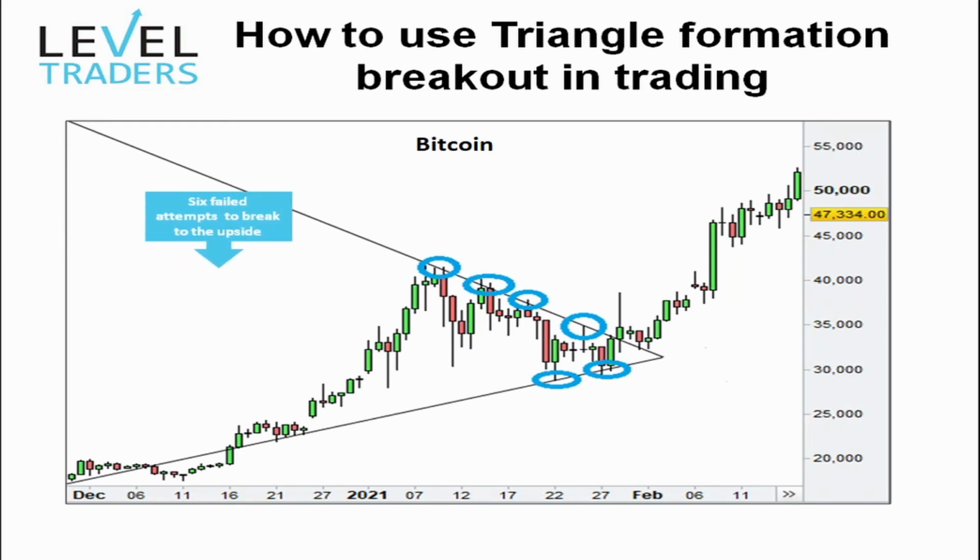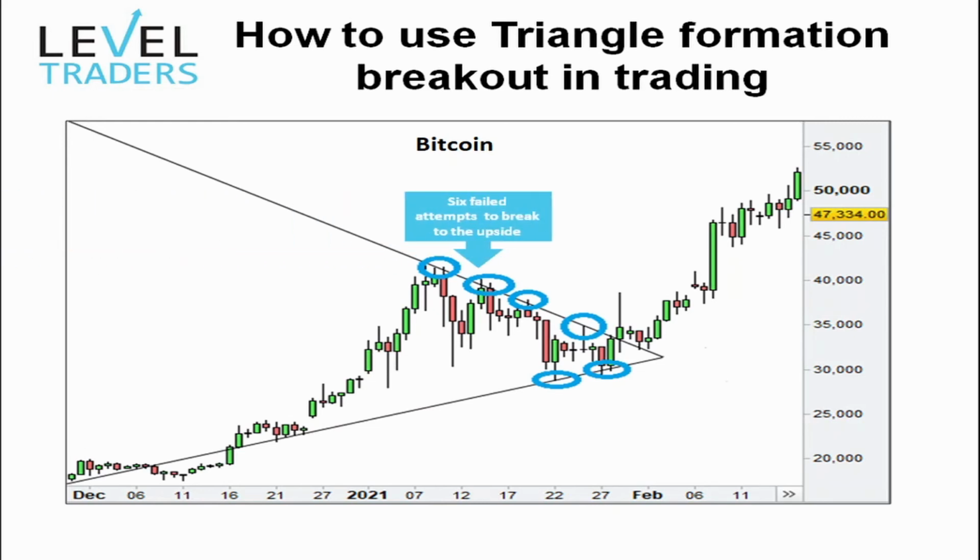So look how many attempts you had to break to the upside. You had as many as 6 attempts to break during January to the upside, which all failed. And you also had 3 attempts that failed to break to the downside. Now, price did eventually break out to the upside at the end of January.